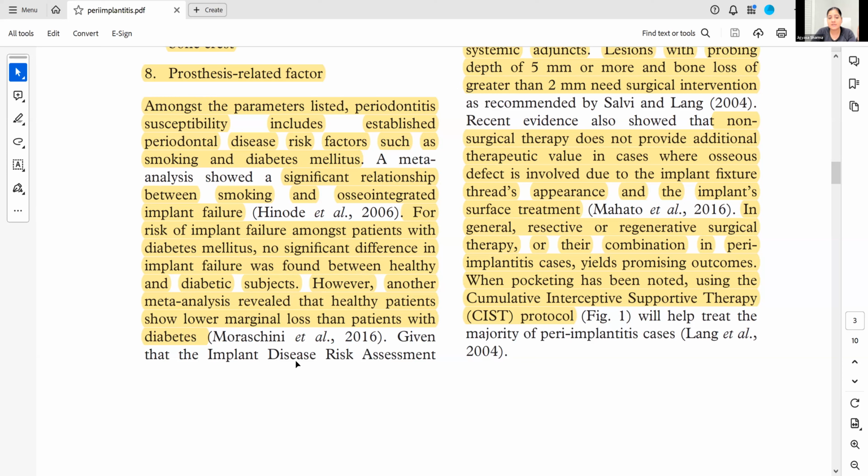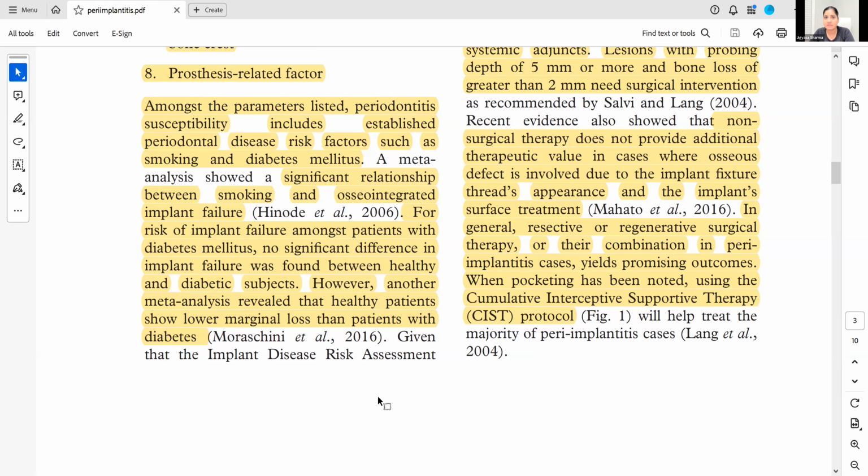But another study did reveal that healthy patients showed less marginal loss than patients with diabetes. So definitely with diabetes, one thing comes, which is the compromised healing ability. That's why you could see more marginal loss in the diabetic patient in the first year. Other than that, beyond the first year, beyond the loss of marginal bone, there was no difference between the healthy patients and the diabetic patients for implant failure.